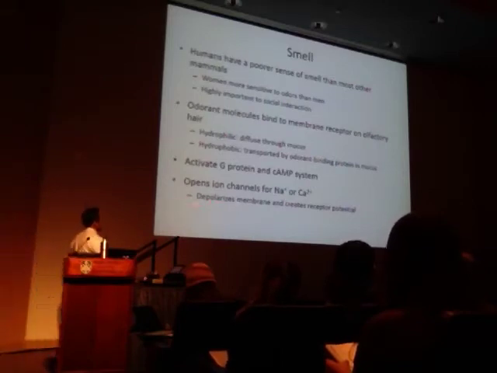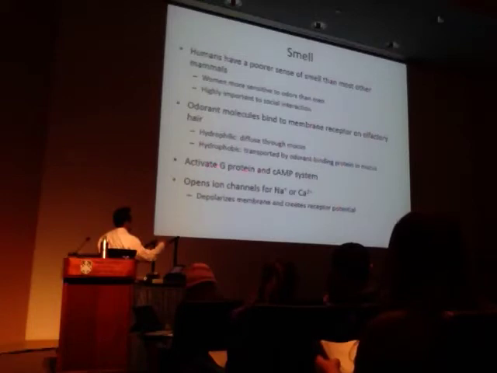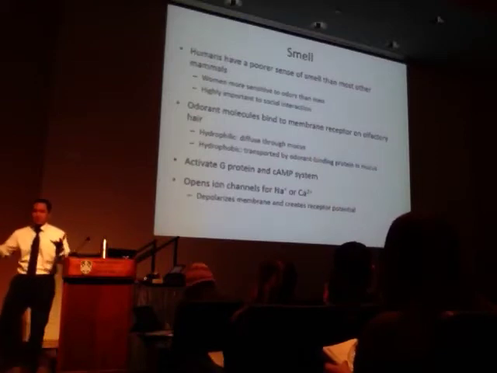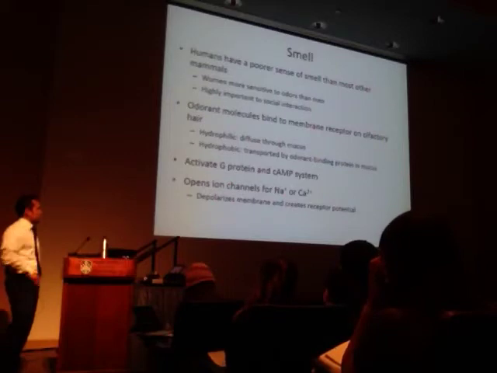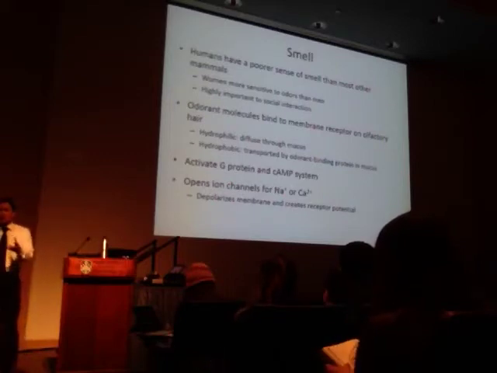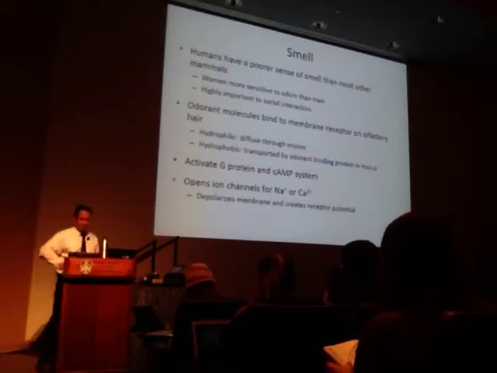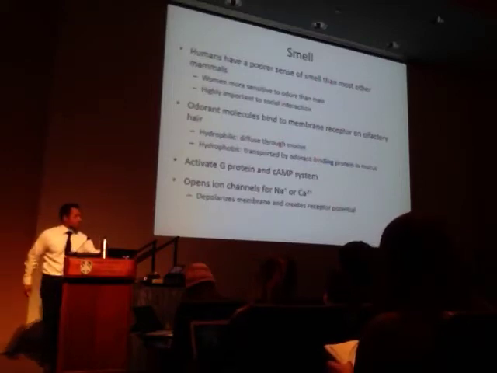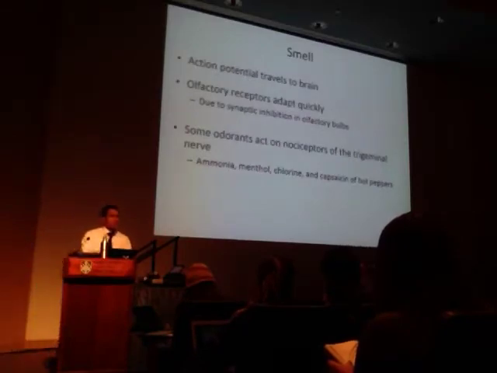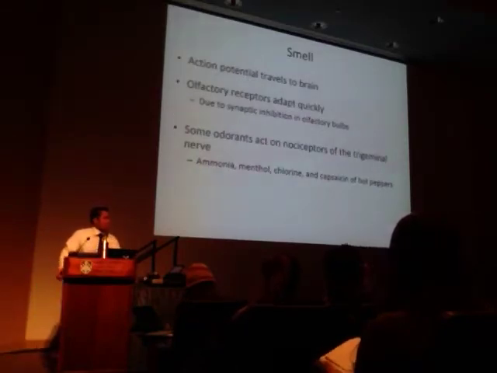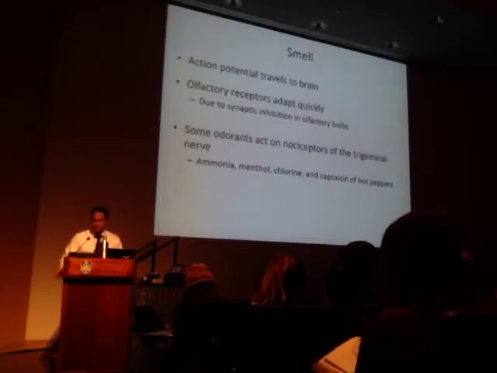So eventually, once the odorant binds and you stimulate your second messenger system, G protein and cyclic AMP are just two different examples of second messenger systems, then you allow for channels either for sodium or calcium to open, and it causes depolarization and therefore an action potential. Now, lastly, our action potential travels to our brain. And the olfactory receptors, they can adapt extremely quickly.